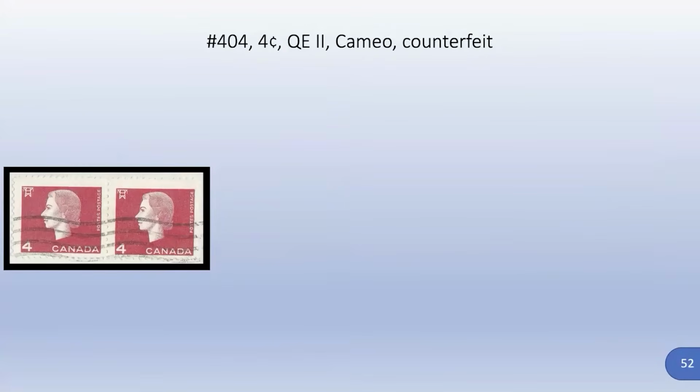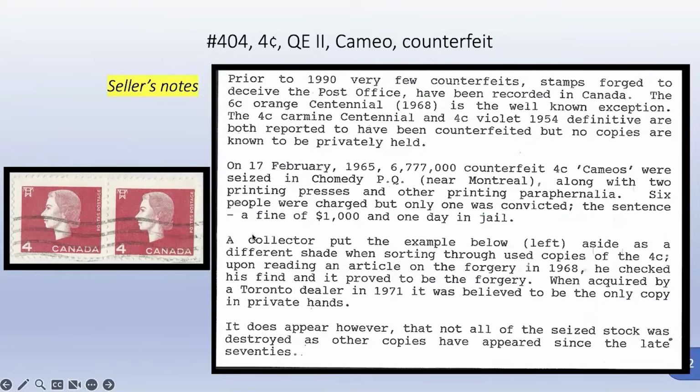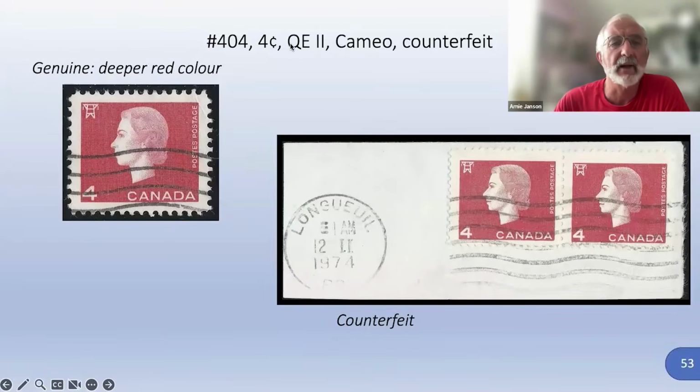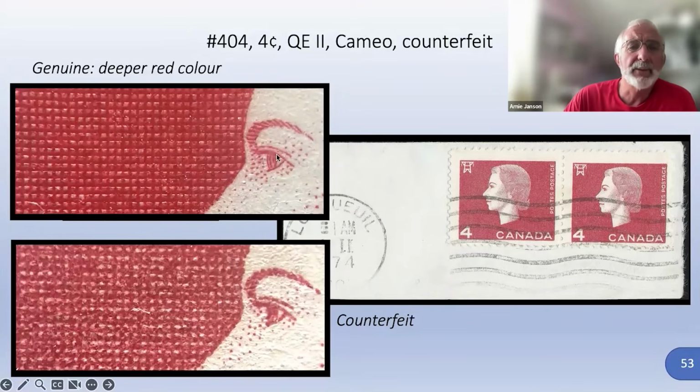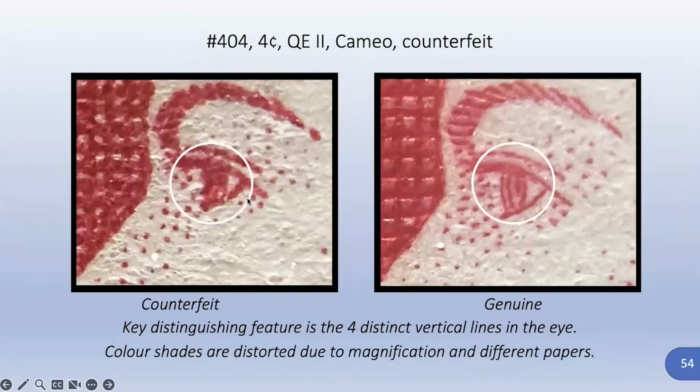Here's one of the first ones in Canada, the 4-cent Queen Elizabeth cameo, we call it. And I can skip all the details. Bottom line is a collector noticed it, put it aside. The shade, the color was different. The genuine is a deeper red color, the counterfeit is a slightly different color in the red. And when you look at it more closely, there's where the details come through. Deeper red color with very clear markings in the eyes. Counterfeit isn't quite as sharp, and the eye is very, very different. Counterfeit here, genuine has very distinct lines in the eyes.